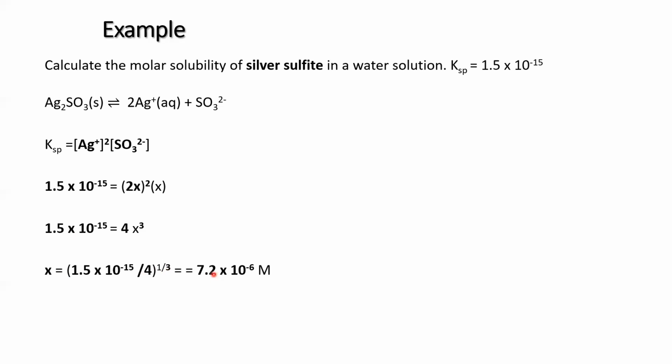Now, what does that mean? Well, that's x. So that's how much sulfite ion would be in the solution. If we were to multiply x by 2, that would be the amount of silver ion in the solution. And x is the amount of silver sulfite that dissolved. And the amount of silver sulfite that dissolves is what the molar solubility is, and that's what we were asked for in the question.